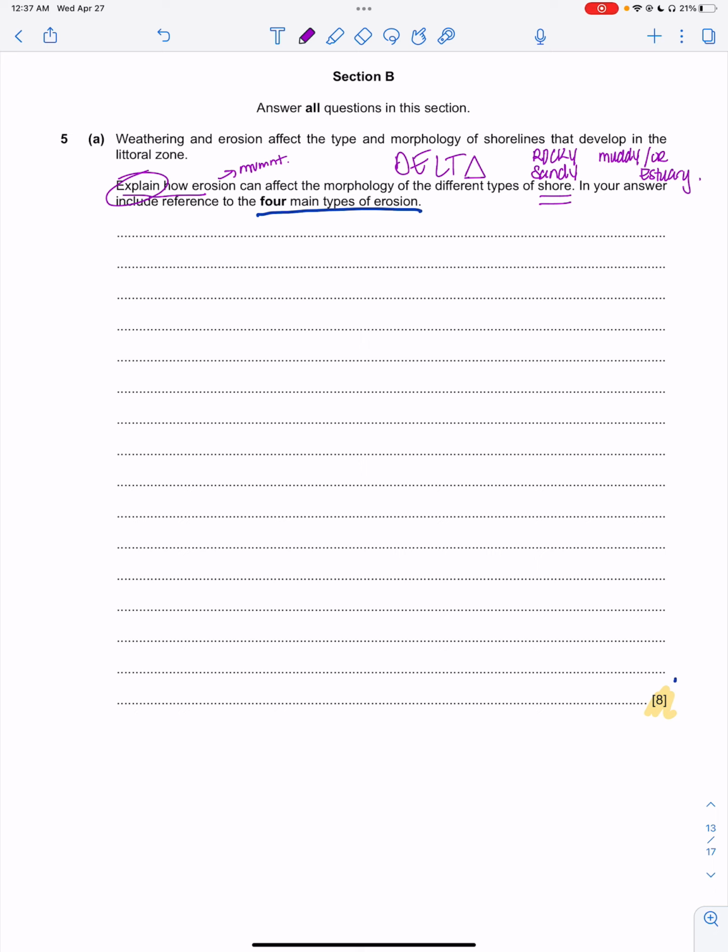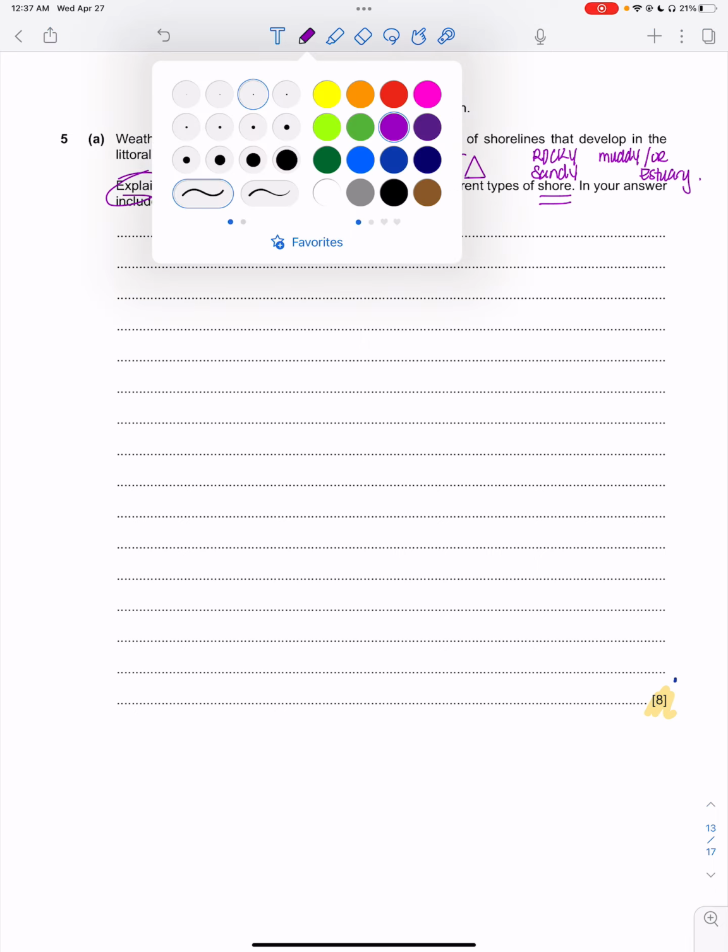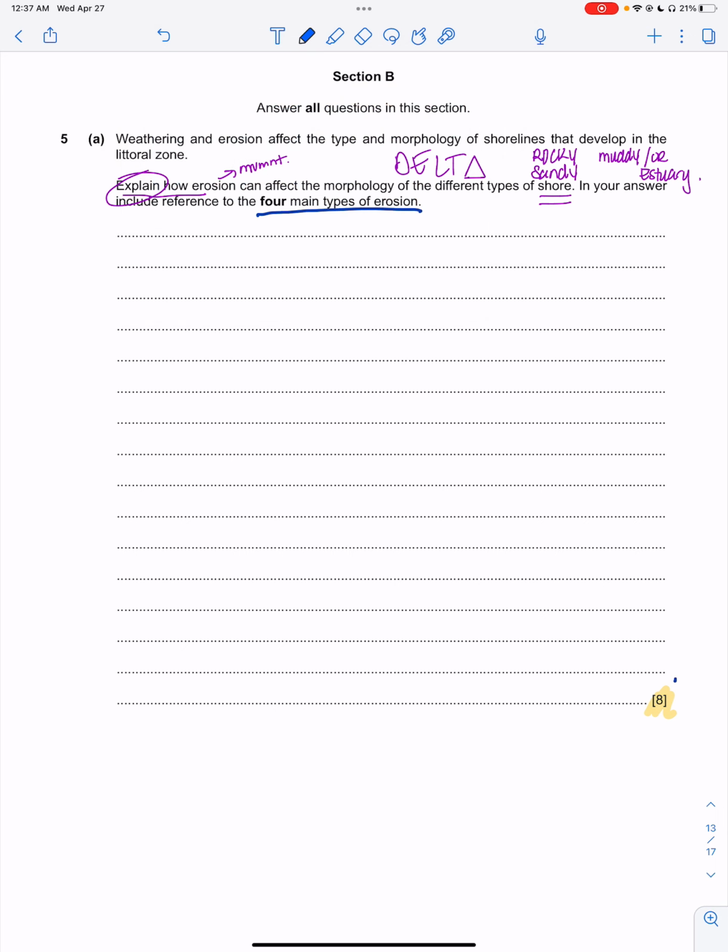The four main types of erosion. Erosion's moving things. So, there's water, obviously runoff. Wind, glacier or ice. That's how the Great Lakes are made.